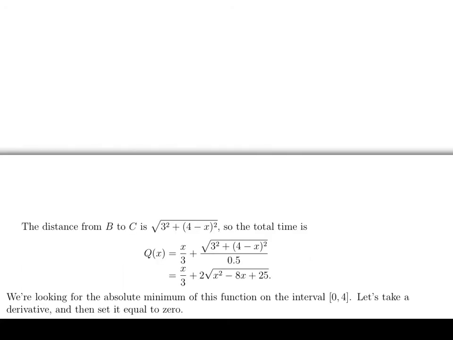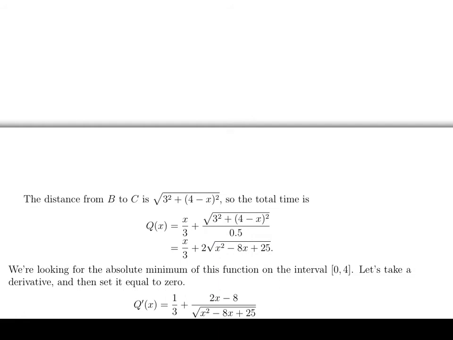Okay, so we're looking for the absolute minimum of this function on the interval from 0 to 4. We're looking for an absolute minimum because we're trying to minimize the amount of time it takes. So let's take a derivative and set it equal to 0. If we take a derivative of this function, we should get 1/3 plus 2x minus 8 all over the square root of x squared minus 8x plus 25. You should probably double check to make sure that agrees with what you get.